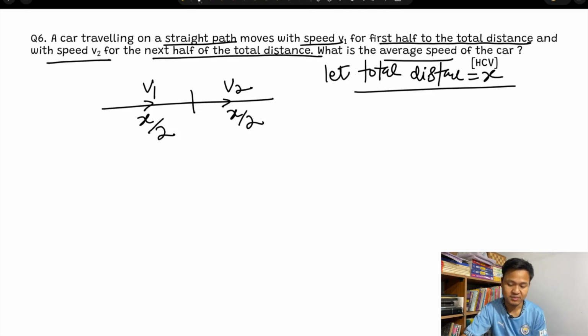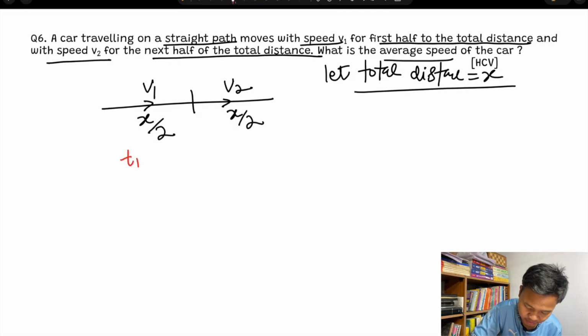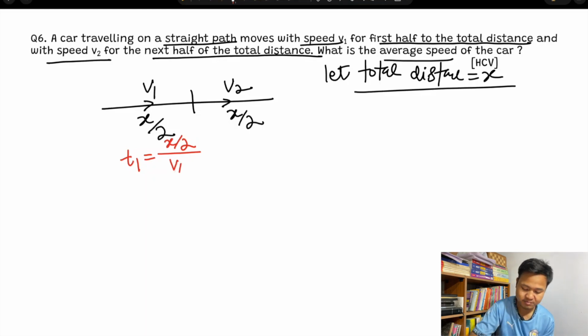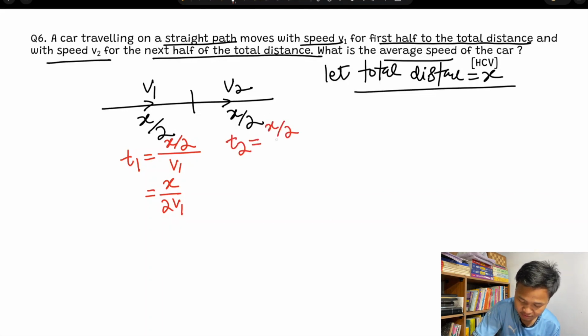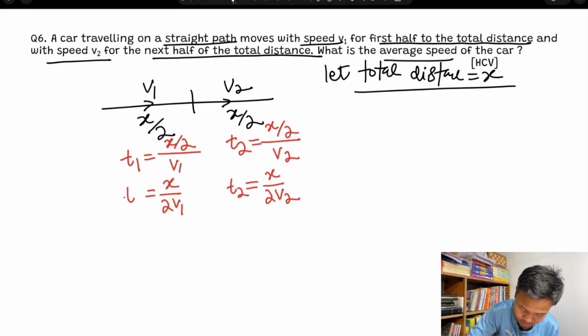So what is missing here? The average speed formula is total distance by total time. We know the total distance, so we have to find the total time. Let's say the first part takes t1 time to travel the first half of the distance. Time is distance by speed, so t1 is x by 2 divided by v1, that is x by 2v1. Let's say it takes t2 in the next half: x by 2 divided by v2, that is x by 2v2.